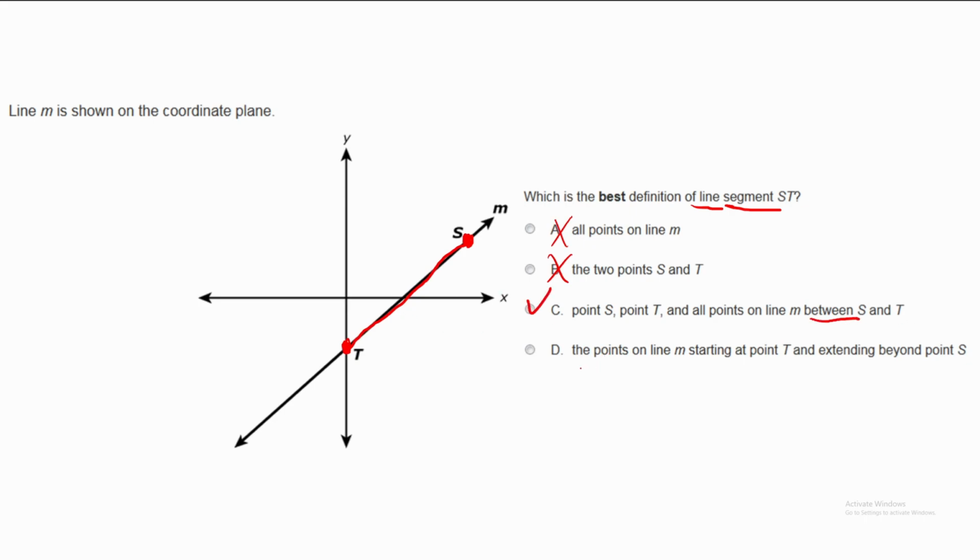Right? Let's just look at the last one. The points on line M starting at point T and extending beyond point S. No, this would be a ray, right? Starting at T and going past point S, that would give us a ray.